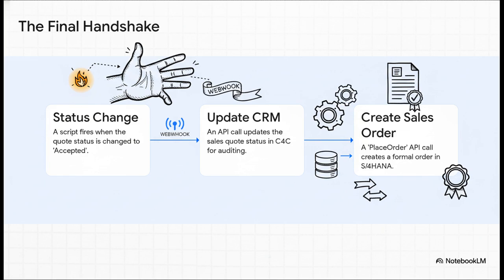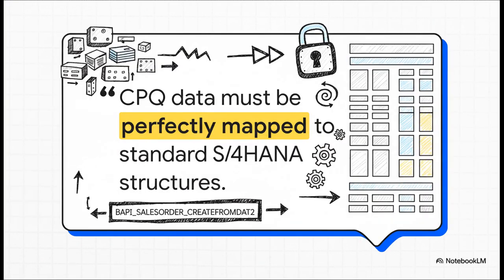And from there, CPI does two things at the same time. It shoots an update back to the C4C CRM to keep a perfect audit trail, and simultaneously, it transforms all that quote data to create the official sales order in S4 HANA. And let's be clear, this is not a simple copy-paste job. This final step is a really complex data transformation. You have to take the data structure from the CPQ quote and meticulously map it, field by field, to the required format for the ERP. It uses a classic SAP service called a BAPI, which is basically a very strict programming interface. It demands data in a very specific way, so precision here is absolutely everything.